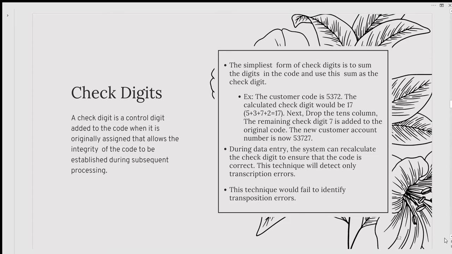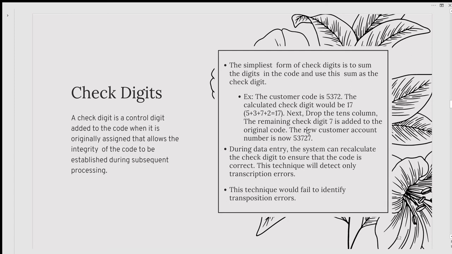So, the simplest form of check digits is to sum the digits in the code and use the sum as the check digit. So, let me explain that. So, meron tayong customer code na 5372. Para to do the simplest form of check digit, ipa-plus lang yan lahat. So, that is 5 plus 3 plus 7 plus 2. And that would be 17. So, yung 17 yung parang calculated natin na check digit.